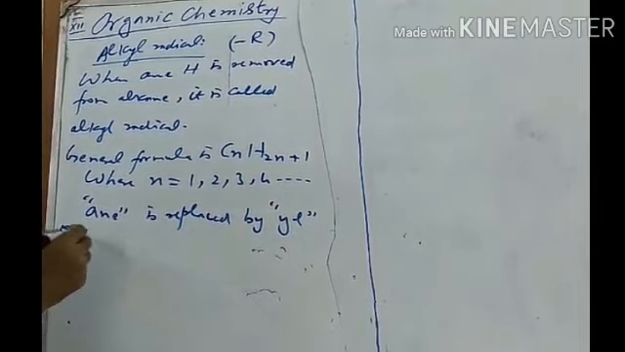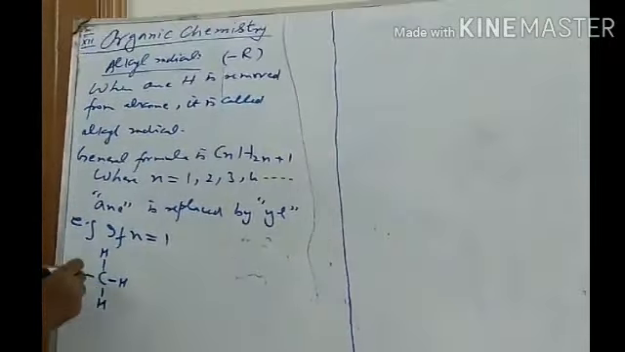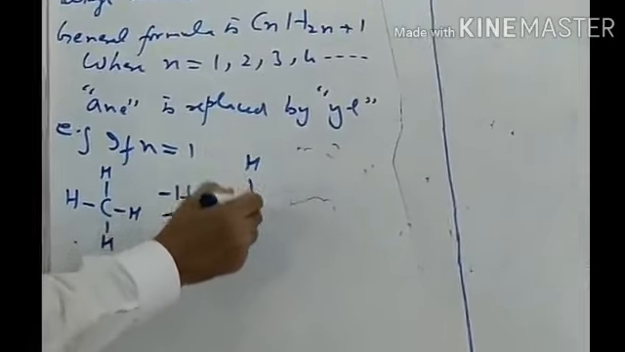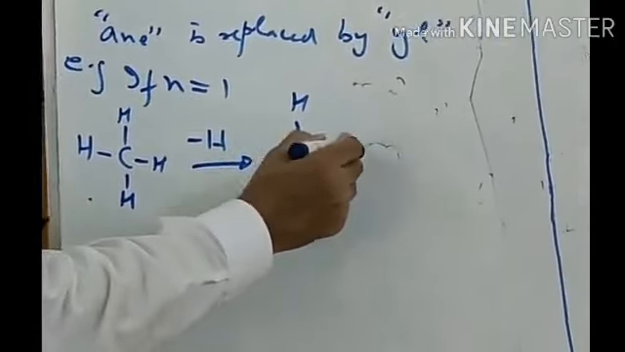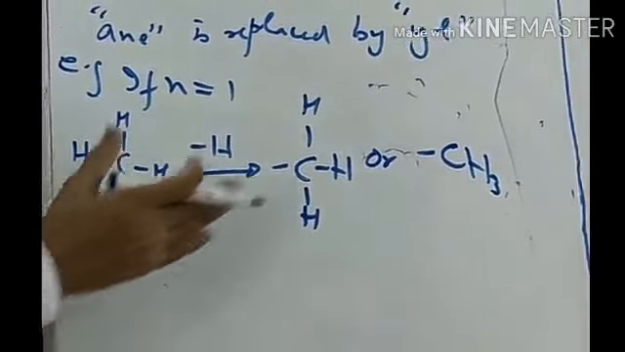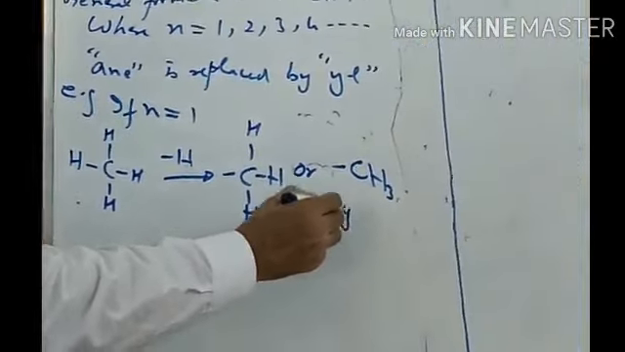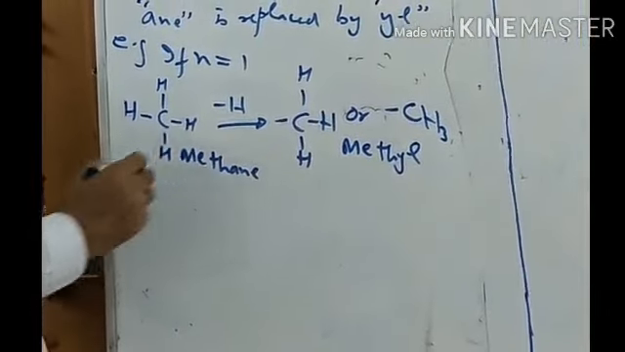For example, if n is equal to 1, then the alkane is known as methane. Remove any one hydrogen, this one, or this one, or this. So this is called the methyl radical. This hyphen represents the deficiency. You can write it in condensed form, that is CH3. This is the structural form, this is the condensed form. This is the methyl, and this is methane, the first member.